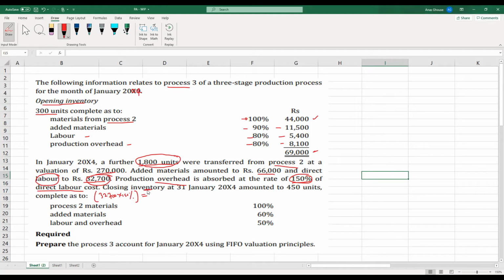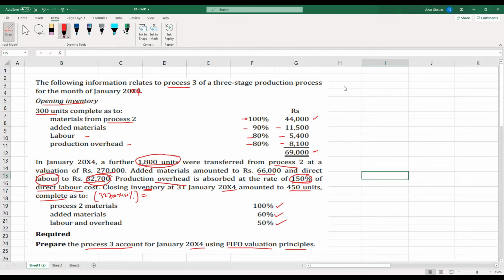Then closing inventory at 31st January 2004 amounted to 450 units. Complete as to process 2 material 100%, added material 60%, and labor and overhead 50%. Prepare process 3 account for January 2004 using FIFO valuation principles. So in this question, first and foremost, we need to calculate work started and completed units in the period.